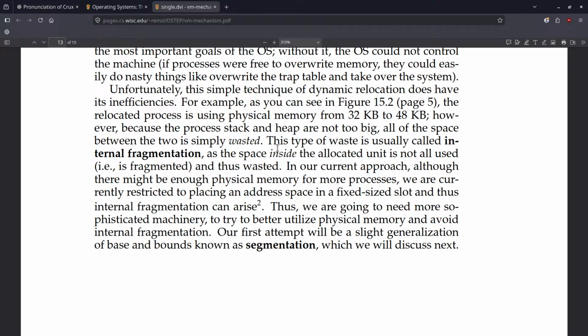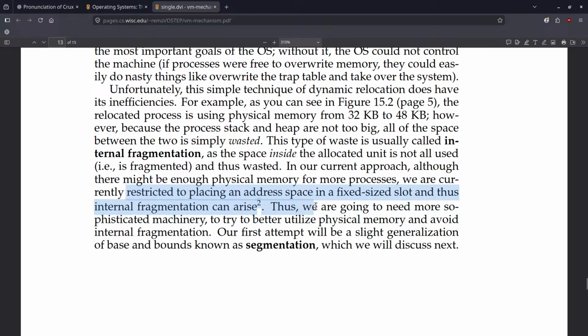This type of waste is usually called internal fragmentation, as the space inside the allocated unit. Oh, I remember the internal fragmentation term from the operating systems course we took. As the space inside the allocated unit is not all used, i.e. fragmented, and thus wasted. In our current approach, although there might be enough physical memory for more processes, we are currently restricted to placing another address space in a fixed-size slot, and thus internal fragmentation can arise.